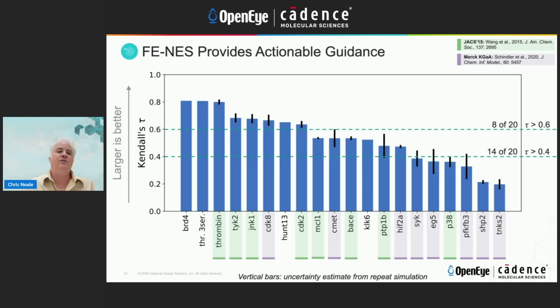Moving back to FE-NES, if I look at Kendall's tau now for 20 different targets with their congeneric ligand series, this is a distribution of the Kendall's tau. I've arranged these targets in order of decreasing ability of FE-NES to rank order the ligands. And what you can see is that for 14 of the 20 sets, we've got a Kendall's tau above 0.4, which is the point at which a rank association starts to become useful across the range for molecular prioritization.